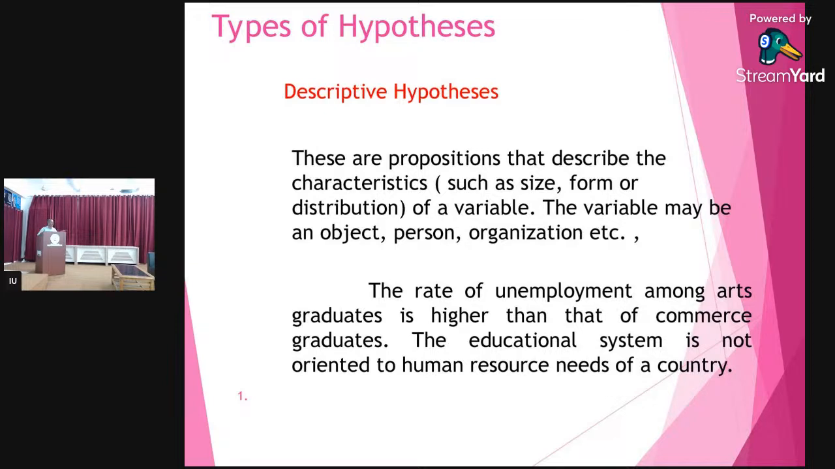Continue. Okay. It will keep going. So, descriptive hypothesis, in which we describe the variables or the relationship between the variables. These are the propositions that describe the characteristics such as size, form, distribution of the variable. It is related to the variables in which we see the relationship. Like, the rate of unemployment among arts graduates is higher than among commerce graduates. It is written in the descriptive form.